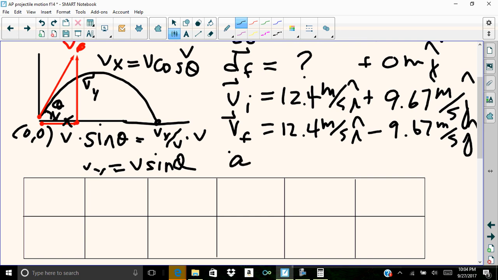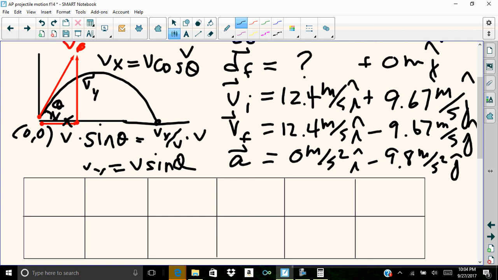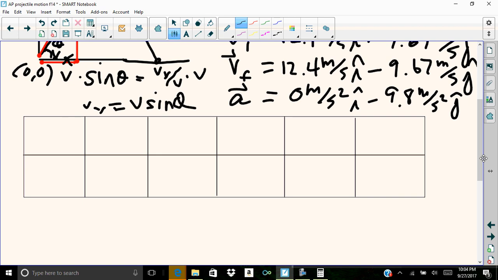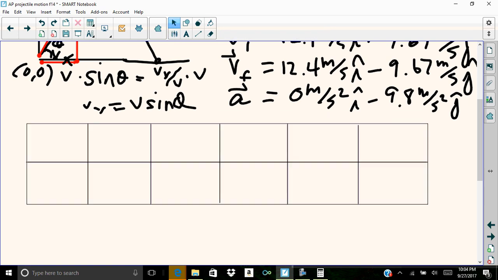Now, your acceleration is the same as always. It's going to be 0 meters per second squared I hat minus 9.8 meters per second squared J hat. That's a constant. You never have to worry about that one. Okay, that's always a constant.